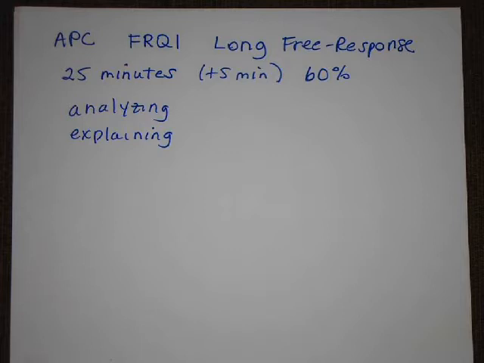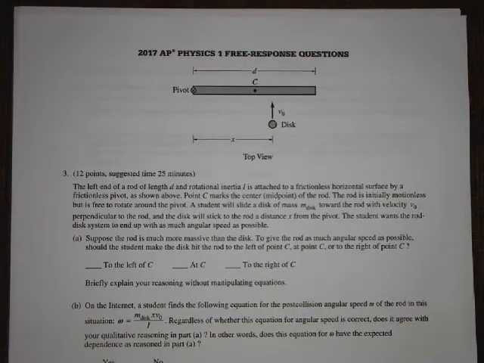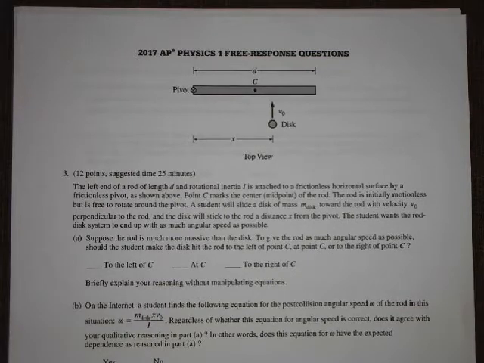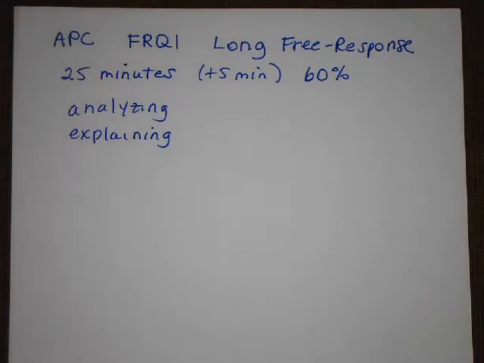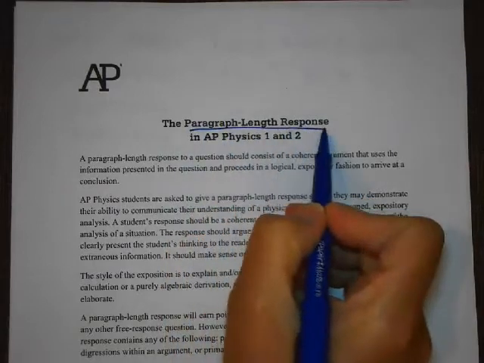Now, what's interesting is that the explanation for this one has to do with the example they gave you, the 2017 AP Physics 1 as an example. So we're going to talk about this one. In the folder on Google Classroom, I gave you a bunch of handouts. Of course, you want to take out the one I just showed you. Also is paragraph length responses.